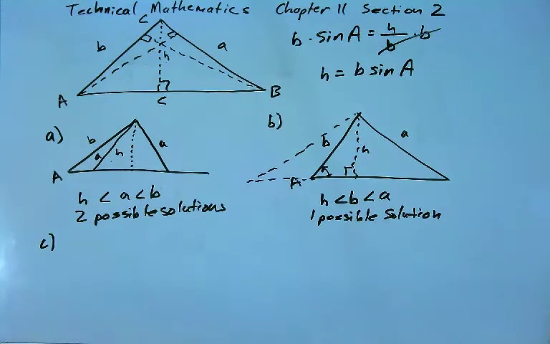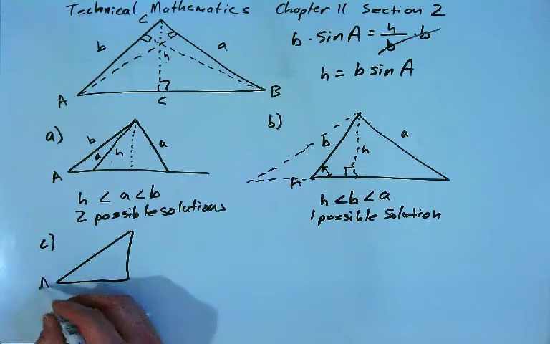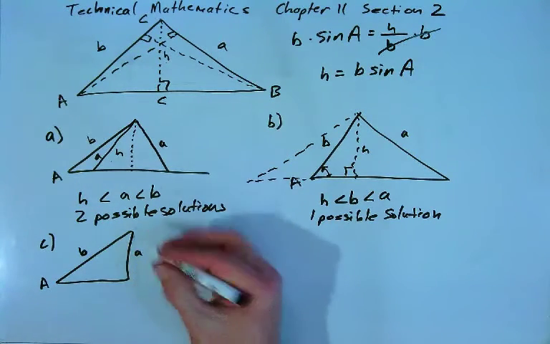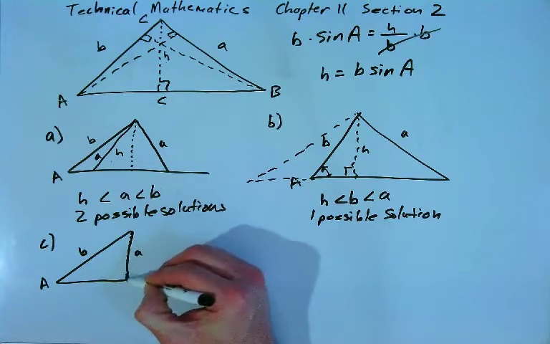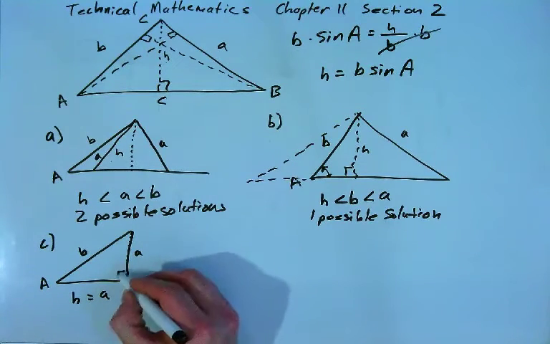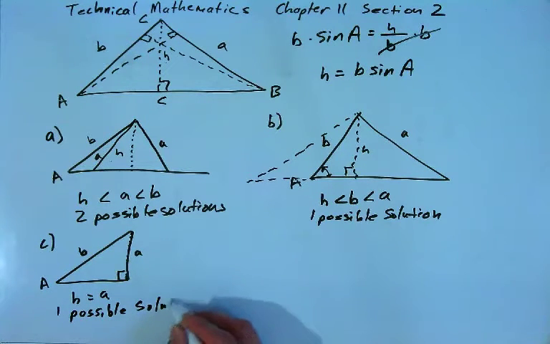Okay, a third possibility is that we have a triangle with angle A, and we were given side B. We were also given side A, and when you draw the height of this triangle, you discover that the height is equal to A. And so again, the height is B sine A. If the height is equal to A, you have a right triangle. And so there's only one possible solution. We have a right triangle, that's the only solution. So this would be one possible solution. So you calculate H. If H is equal to A, you'll see that there's only one possible solution.